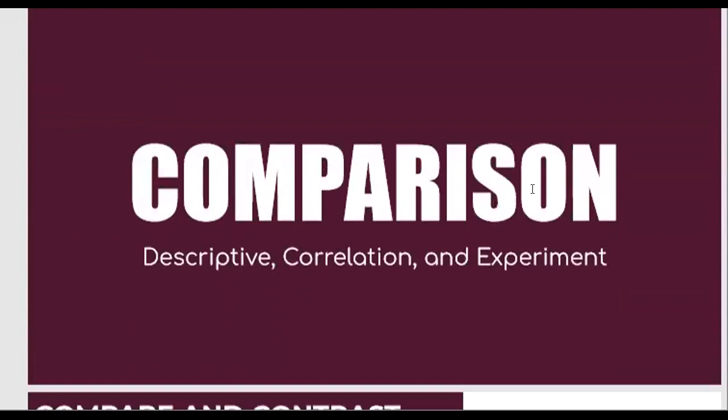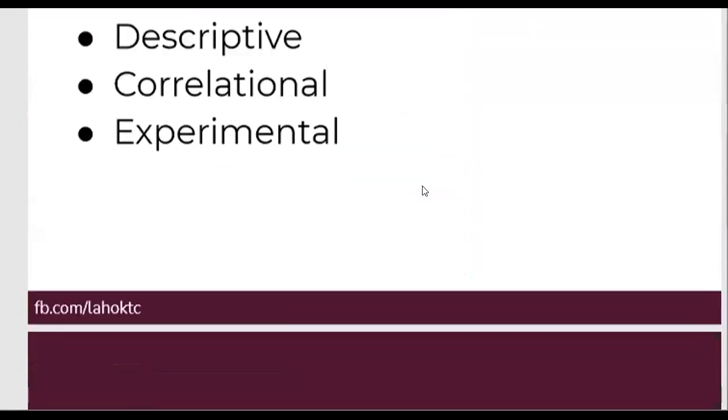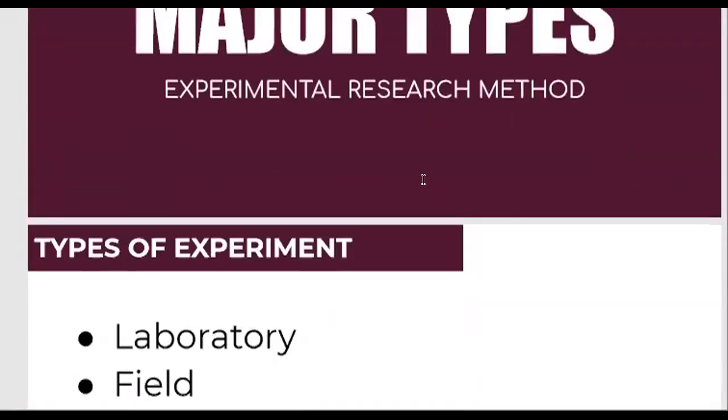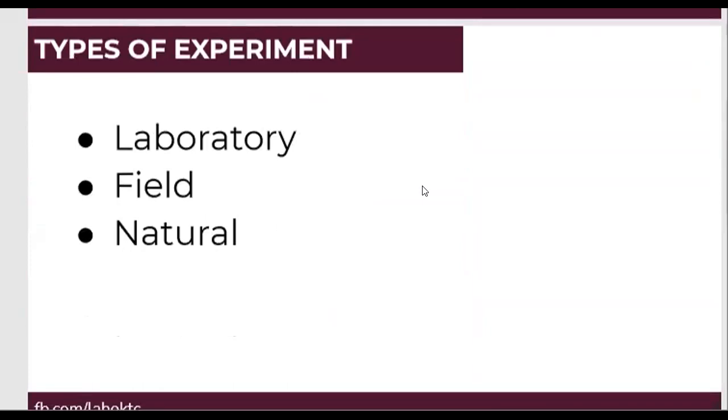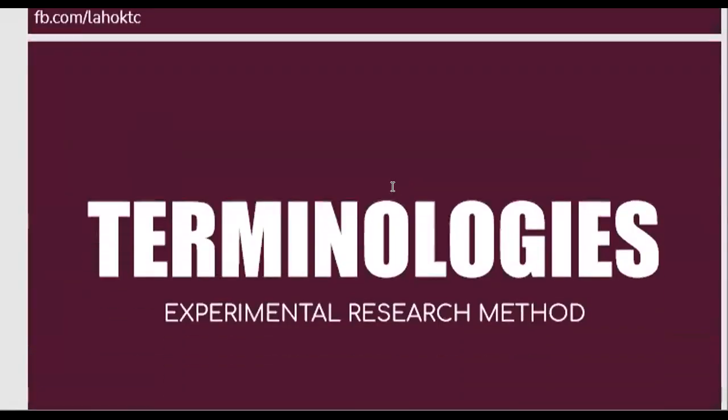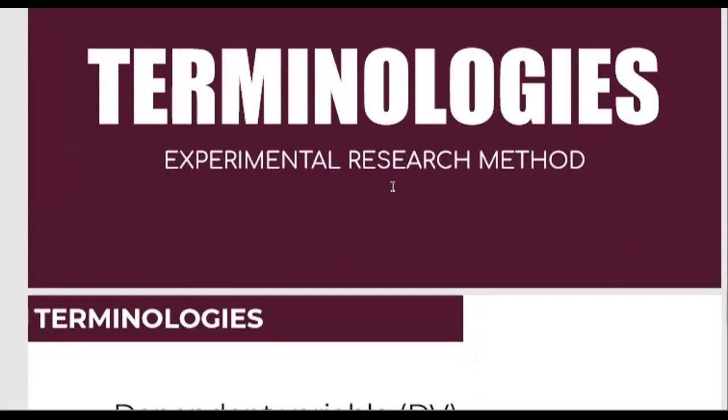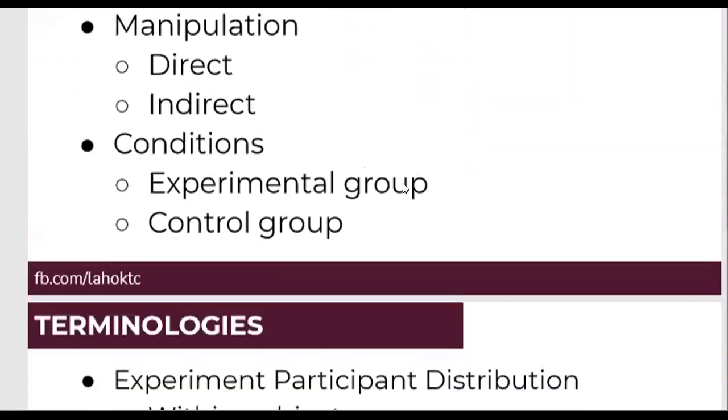Okay, in the previous lessons, we have learned about the differences between the descriptive, correlational, and experimental research. And we also discussed some major types of experiments, namely the laboratory, field, and natural. We also learned about some of the terminologies we use in the experimental research method.